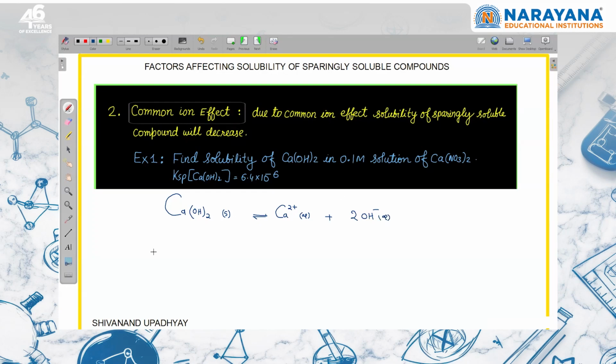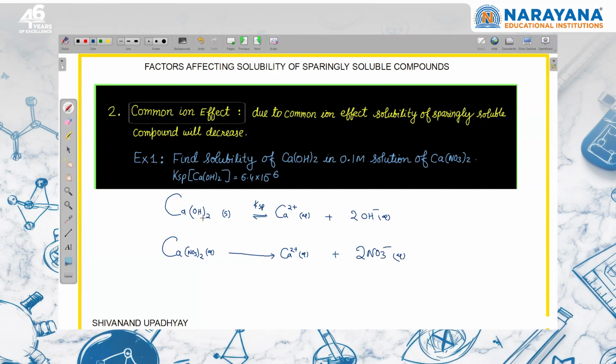And now they are saying that in this solution there is calcium nitrate also, and they have not mentioned the KSP of calcium nitrate. If you know nitrates are soluble, then you can apply that concept, that KSP is not given. Here KSP is given for the other, so this is soluble. So it will be 100% dissociated in water, and it will form Ca2+ ion and 2 times NO3− ion in aqueous state.